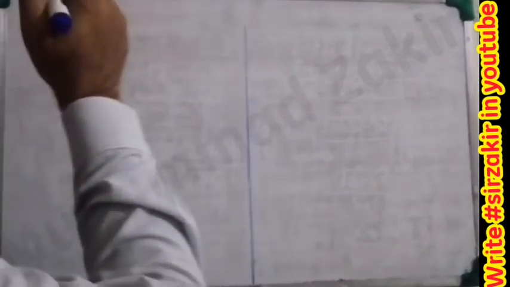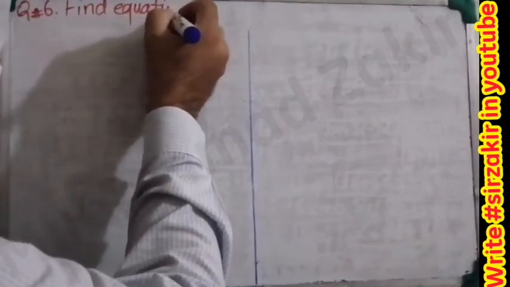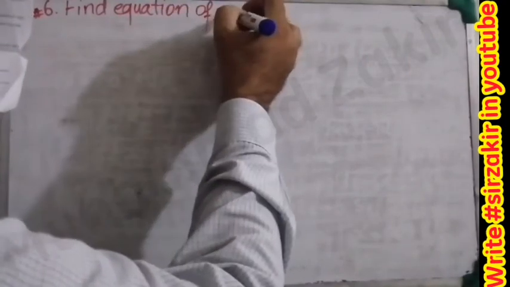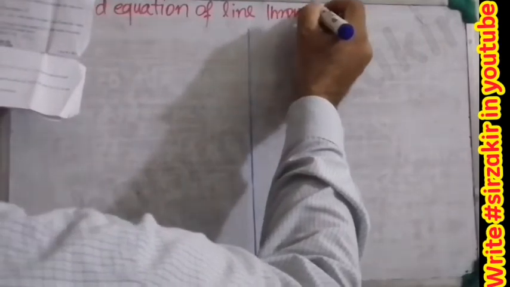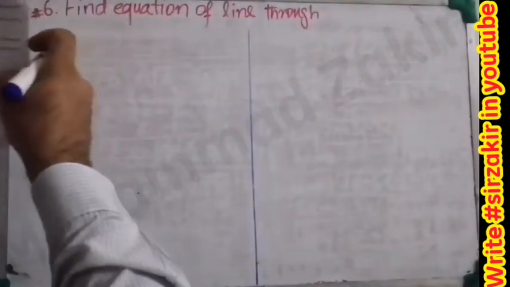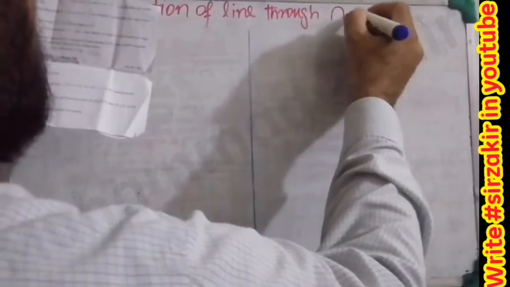Bismillahirrahmanirrahim. Students, we are solving FSC Part 2 Annual Paper of 2021 Federal Board, and this is its question number 6. We have to find the equation of a straight line: the equation of the line passing through the intersection of two given lines and making equal intercepts on both axes. So this is given. We have to find the equation of the line.